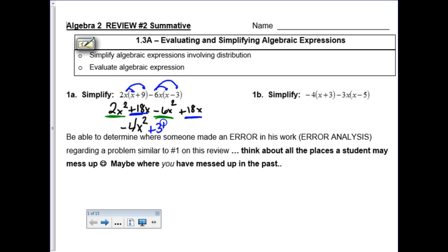Pen's not working. Come on, pen. It's supposed to say 36x. Here we go. So final answer, negative 4x squared plus 36x. Make sure you are not trying to solve this. This is just a simplifying question.